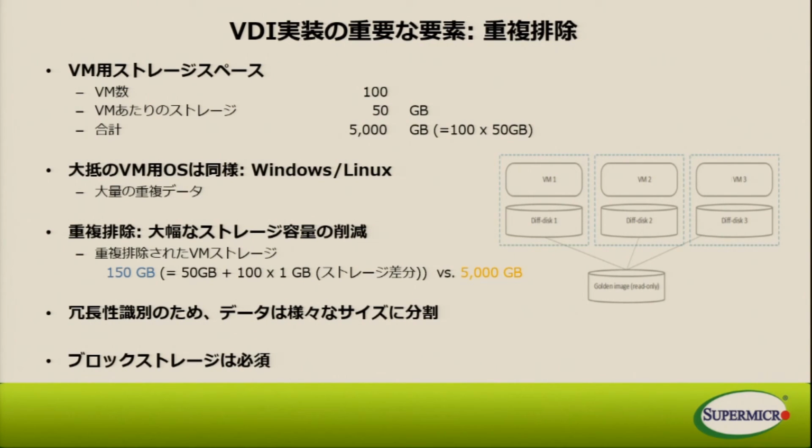But if you try to save only one golden image for the OS, and you set up 1 gigabyte for each of the 100 VMs as a differential disk, saving only the difference, then you can reduce the entire storage space to 150 total. Compared to 5,000, it's a lot of cost saving. And so normally you have to consider block level storage, which is a SAN, storage area network.